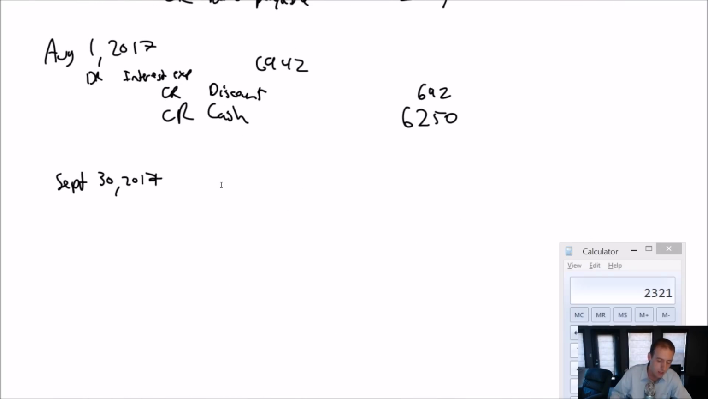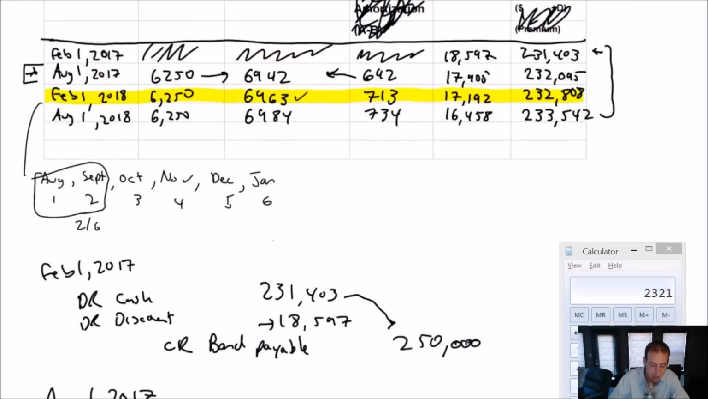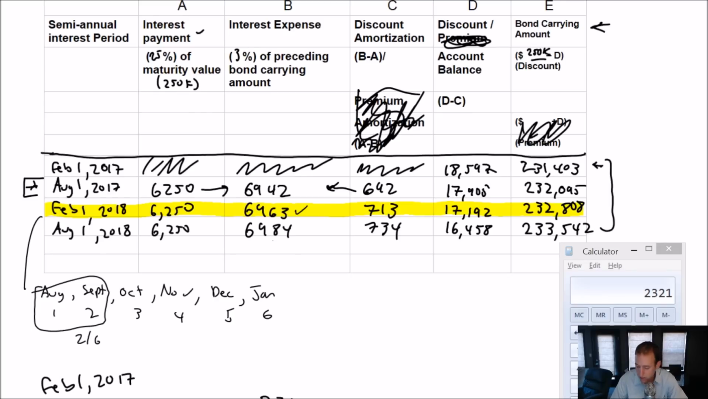So I'm going to debit interest expense for $23.21. I'm also going to credit my discount, just as I've done up above. Same entry, basically. Credit my discount. And we'll see a difference in a moment. And for how much? Well, the discount amortization, 713. So I take 713. And again, I say, okay, but I'm only interested in 2 out of the 6 months. So I multiply by 2/6 and I get 238.